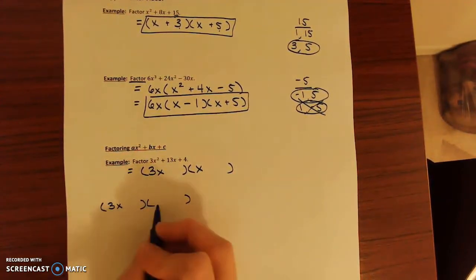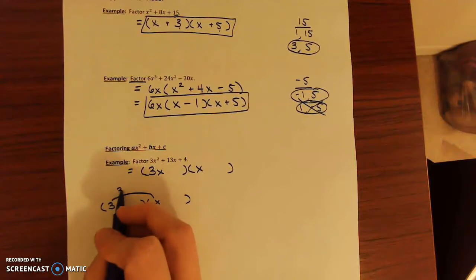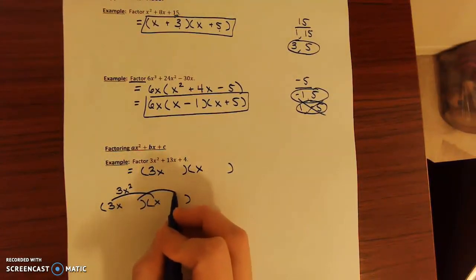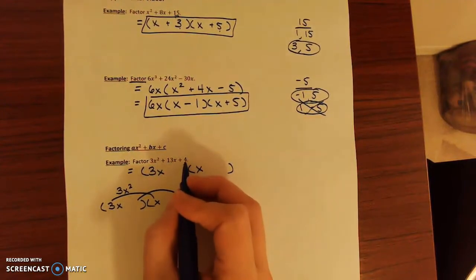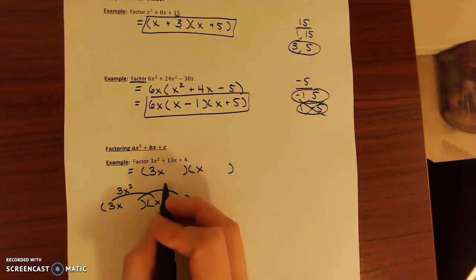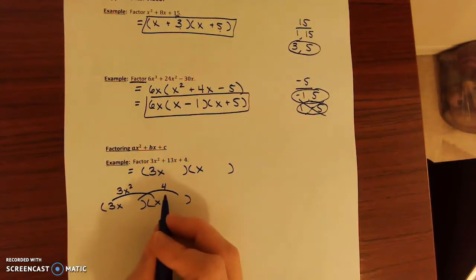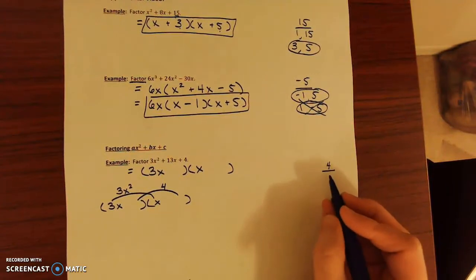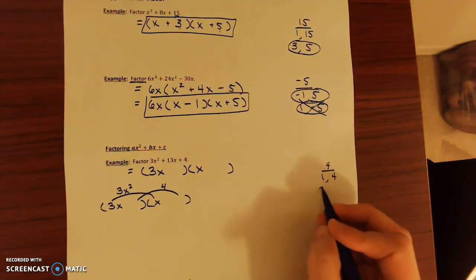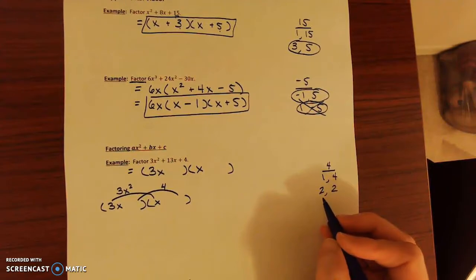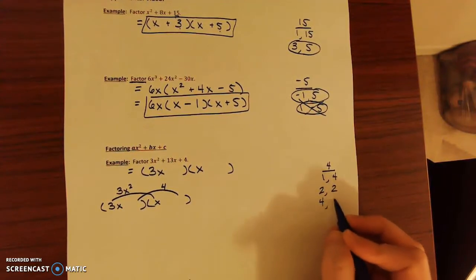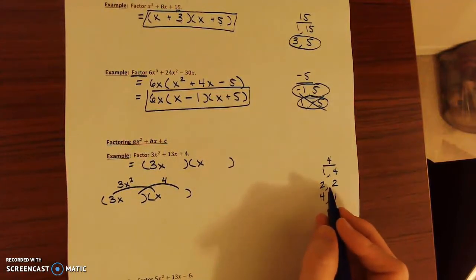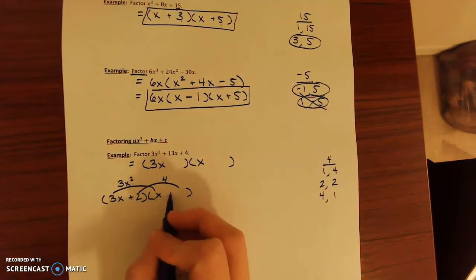I know my first spots are going to be 3x and x because that's the only way for me to get that 3x squared. Well, when I do last times last, I know that those numbers will multiply to 4, looking at the constant. So I'm only considering numbers that multiply to 4. So I'll make a list over here. To get 4, it could be 1 times 4, 2 times 2, and you'll see on this type, order matters. So 4 and 1 would be a different set. So let's actually start in the middle and start with 2 and 2.